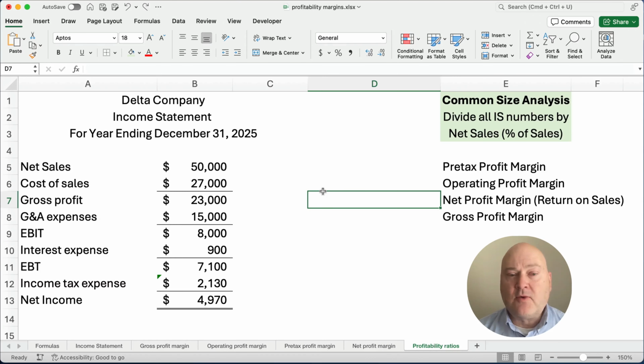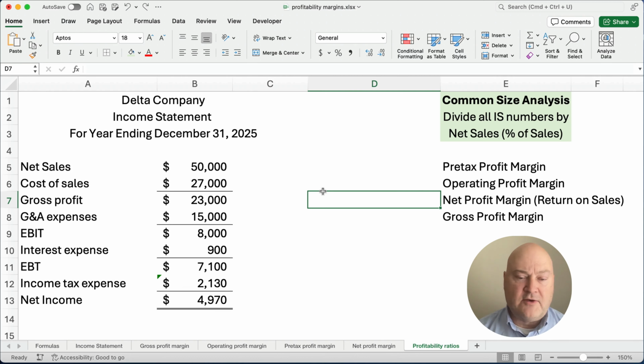Hello and welcome. Today we're working on how to do all the profitability ratios. Now there's really 4 profitability ratios on an income statement. There is the operating profit margin, the net profit margin, the gross profit margin, and the pre-tax profit margin. Now I didn't put those in order. I'm going to calculate the numbers and we're going to put the label next to it.